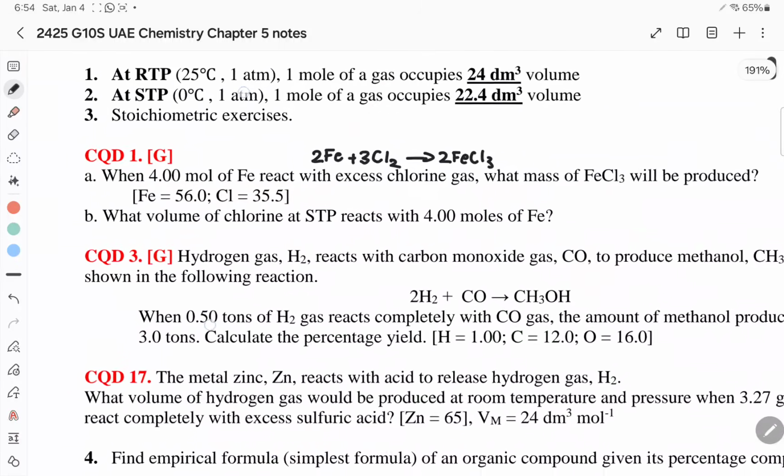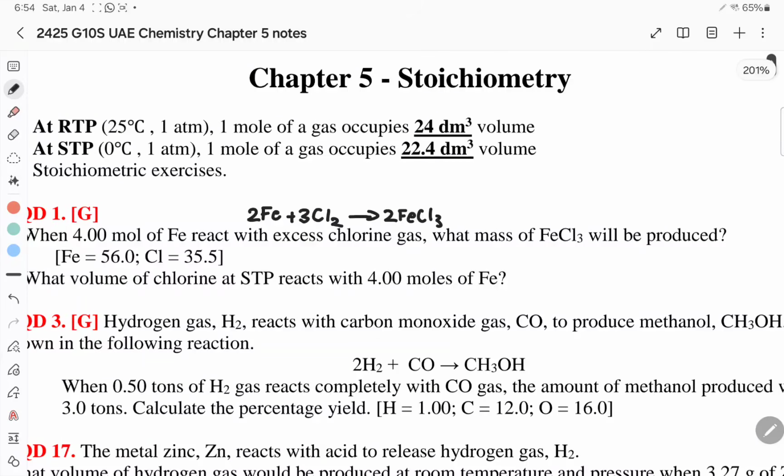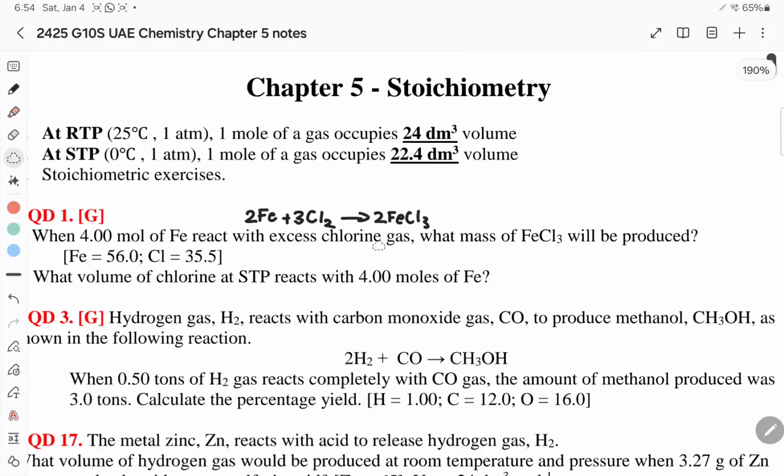Okay. So, the first question is asking us, when you have 4 moles of Fe reacting with excess chlorine gas, what mass of FeCl3 will be produced? We already took this last year. You have to use RR and GR. So I wrote down our equation. You have Fe reacting with chlorine gas, producing FeCl3, and I balanced it.